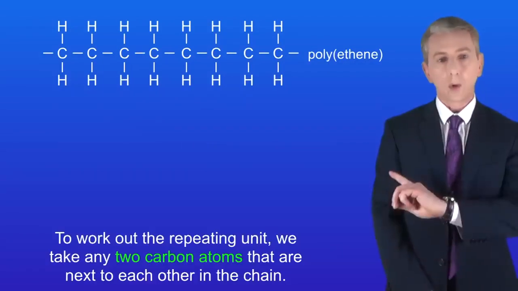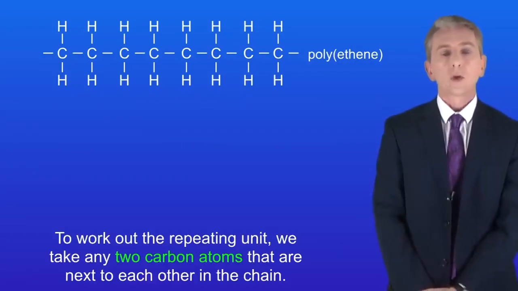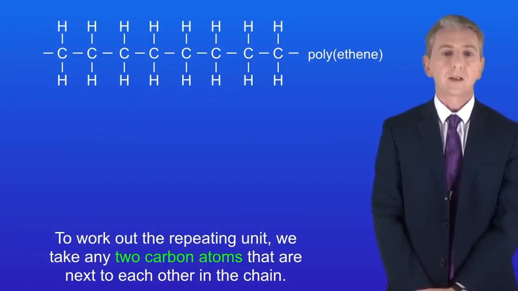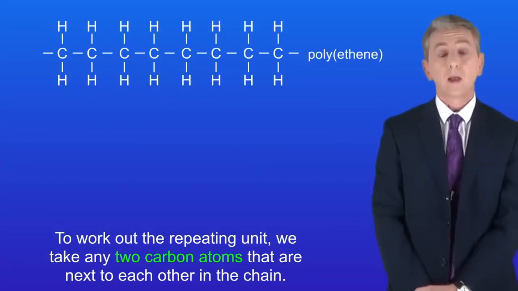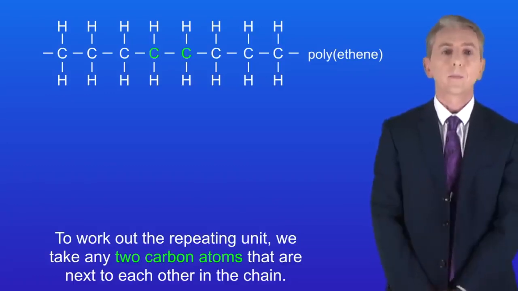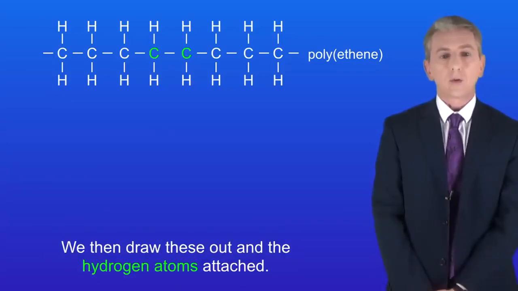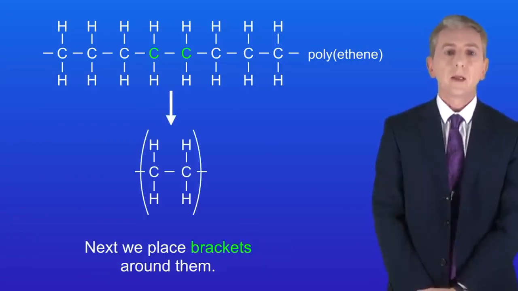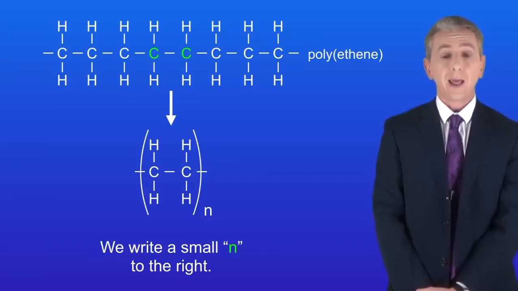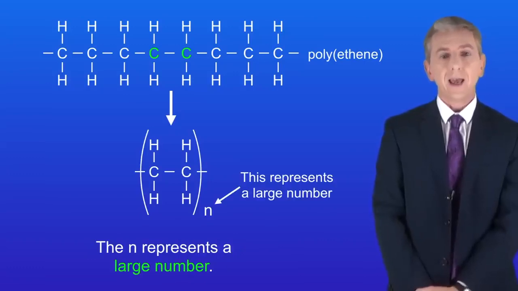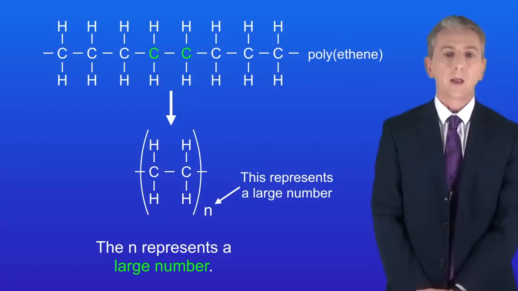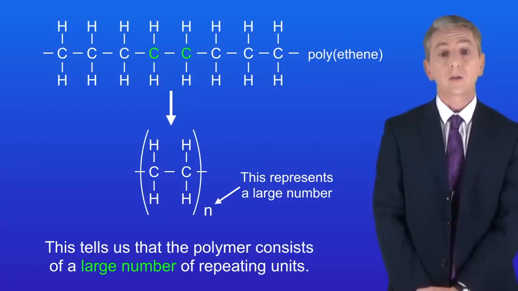I'm showing you here polyethene again. To work out the repeating unit, we simply take any two carbon atoms that are next to each other in the chain. I'm taking these two. We then draw these out and the hydrogen atoms attached like this. Next, we place brackets around them, and finally we write a small n to the right. The n represents a large number. This tells us that the polymer consists of a large number of repeating units.